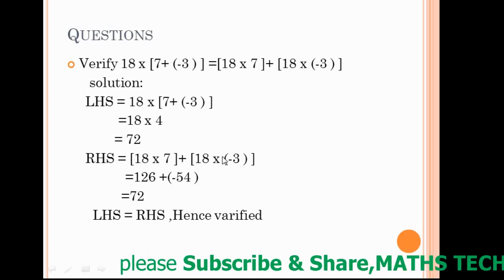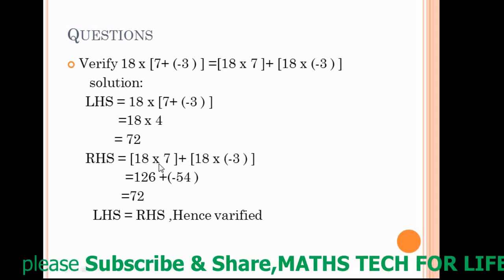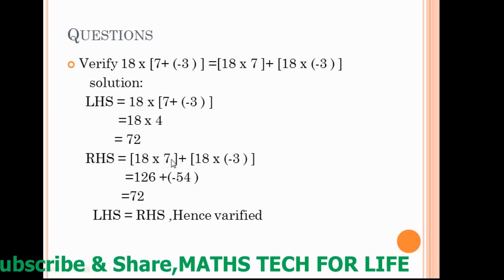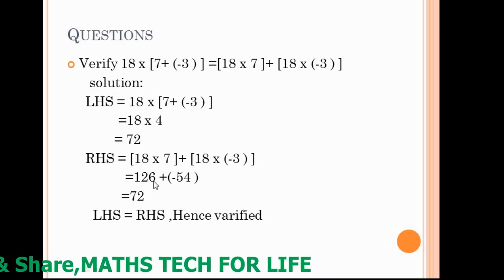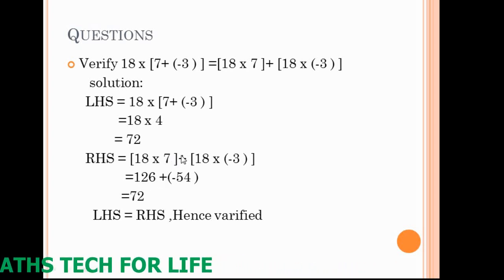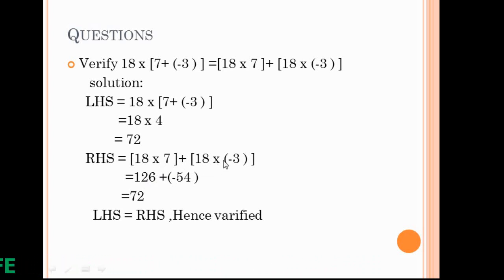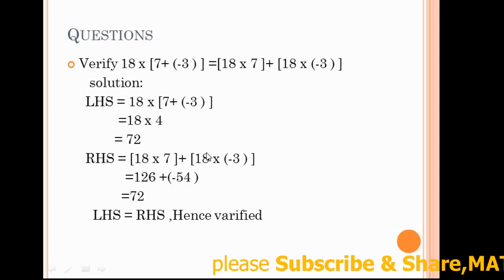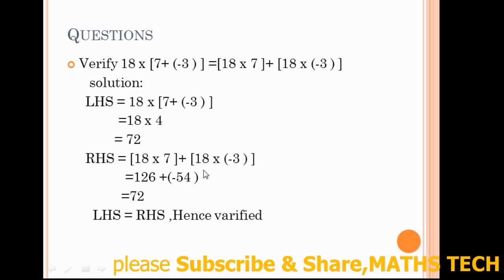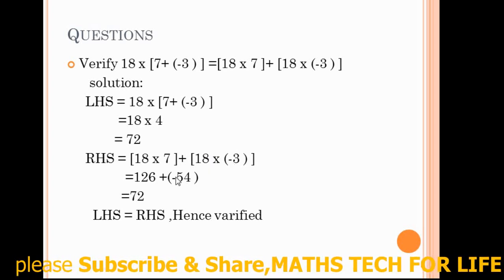Here you can see two brackets. First you have to do the numbers inside the brackets. 18 multiplied by 7, you will get 126. Then here there is a plus, so here also you have to put a plus. Then 18 multiplied by negative 3: here you can see one positive and one negative integer. So multiply 18 and 3, you will get 54. Then the sign will be negative.